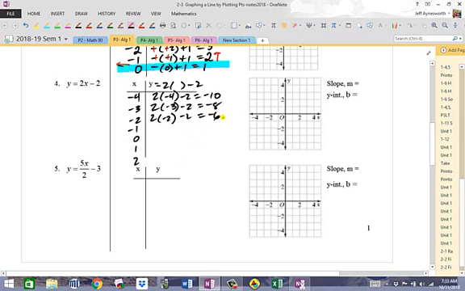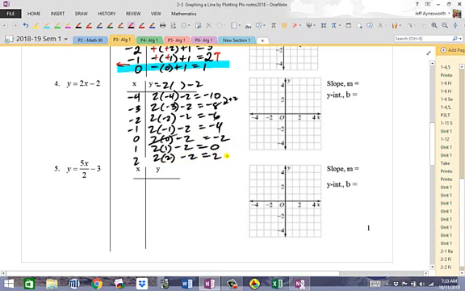Look at the patterns here. The range is increasing by 2, you're adding 2 each time. There's a pattern. And then right here, this is 2 times -1 minus 2. That's -2 minus 2, or -4. 2 times 0 minus 2 is just -2. 2 times 1 minus 2, that's 0. 2 times 2 minus 2, that's 4 minus 2, or 2.